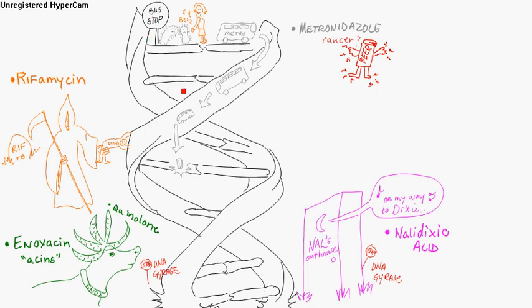Now, nalidixic acid, whatever. Right here you've got Nail's outhouse, and that gives you the first part of it, and he's singing Dixie over here, so Nail Dixie. But it's an outhouse also because it's used for UTIs.